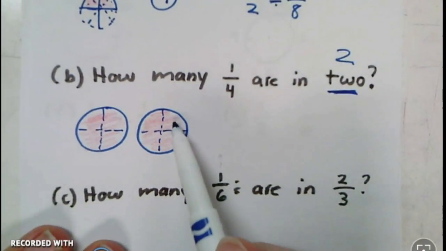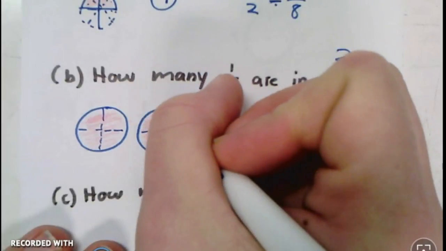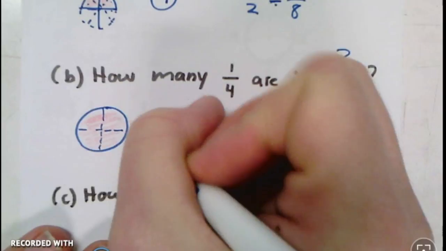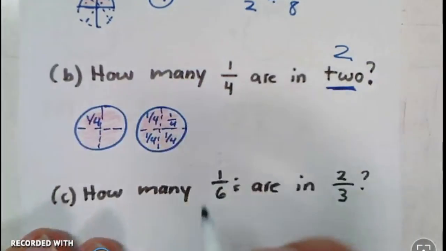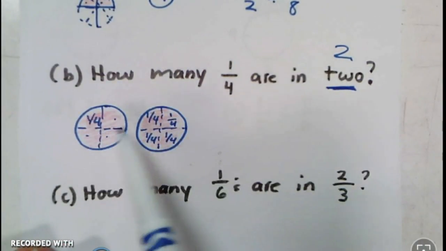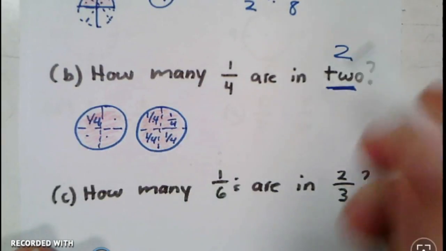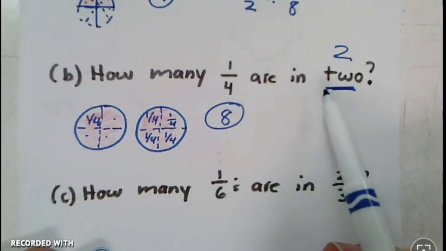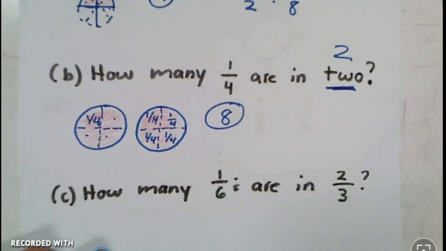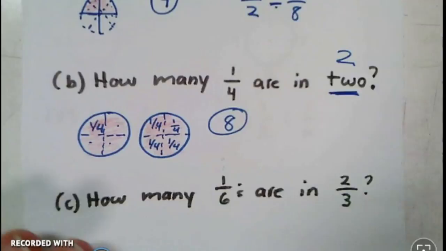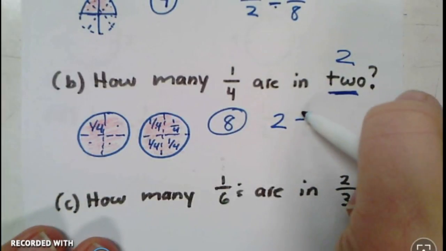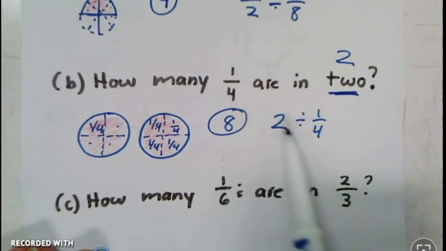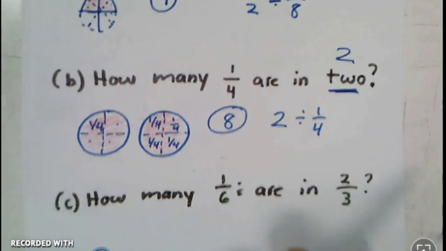And so now each of these pieces would be 1/4, right? So how many of them are there? 1, 2, 3, 4, 5, 6, 7, 8. So there are 8 1/4 in 2, which is the same thing as 2 divided by 1/4. I'm splitting 2 wholes into fourths.